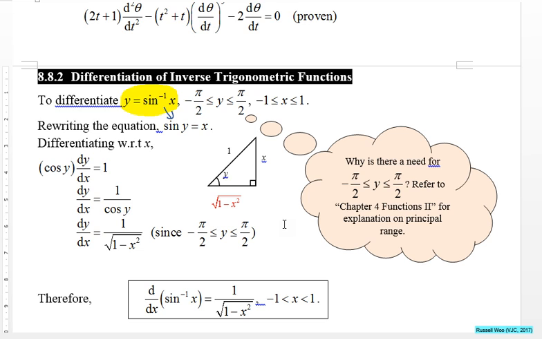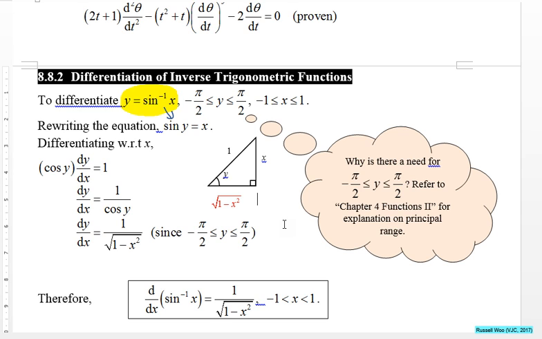Do we know how to differentiate this implicitly? Differentiate sine y, you get cosine y dy/dx equals 1. dy/dx is 1 over cosine y, no problem, divide both sides. What is cosine y? Cosine y is adjacent over hypotenuse, which is this. So now we have shown that dy/dx is actually this, because y is sine inverse x. Am I going through too fast? All okay?